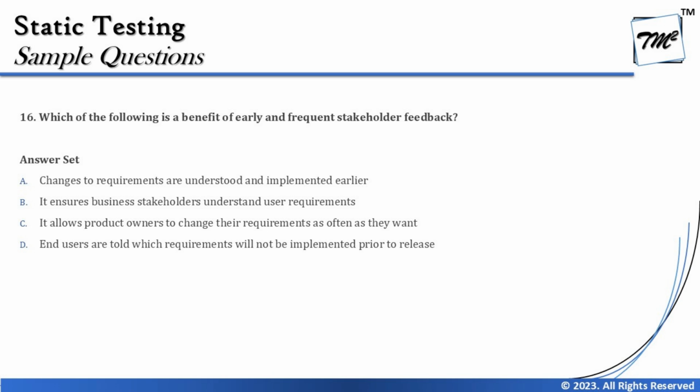That is, changes to the requirements being understood and implemented earlier can be a benefit of early and frequent feedback. B says it ensures business stakeholders understand user requirements. Business stakeholders, that means the customer, understanding the end user requirement. No, this process is not for that, right? Yes, of course, the business stakeholder would first understand what their end user wants from them, right?